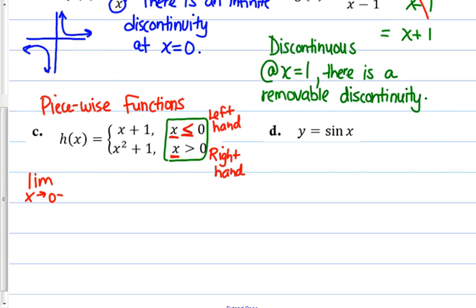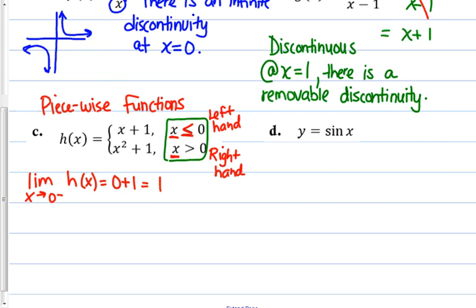So I'm going to use the top part. So let's see, I'm going to plug in 0 plus 1. Okay, my limit is 1. Now, oh, sorry, I skipped a whole part here. This is h, not f, h of x. Okay, so 0 plus 1 equals 1.